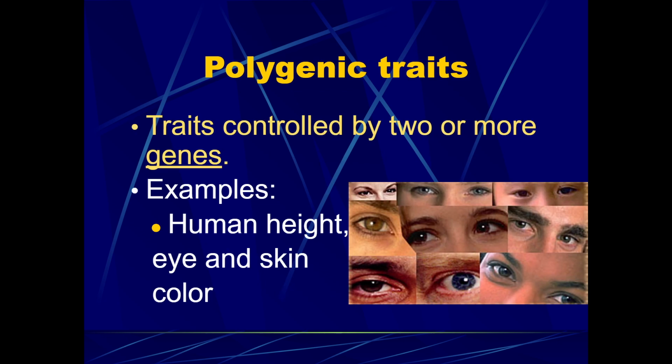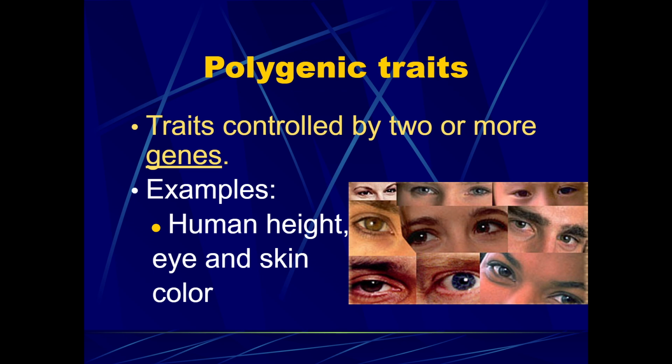We also want to look at polygenic traits. These are traits controlled by 2 or more genes, and even though it's easy to give eye and skin color as examples when you're learning genetics, these are actually very complicated traits that are inherited by multiple different genes working together to contribute to the final phenotype. The human height, eye, and skin color are all examples of traits controlled by 2 or more genes or inherited via a polygenic mechanism.